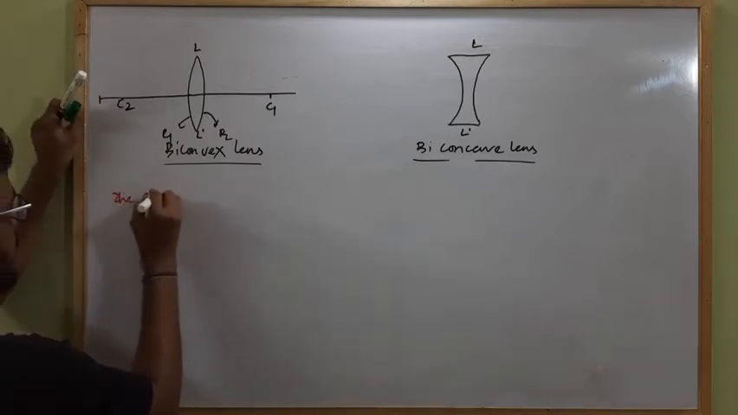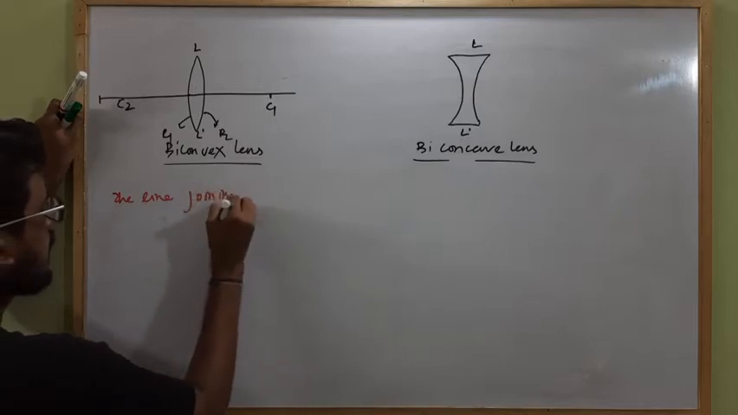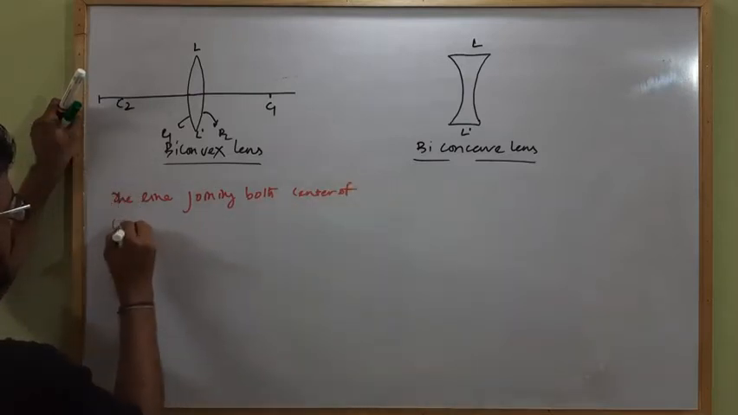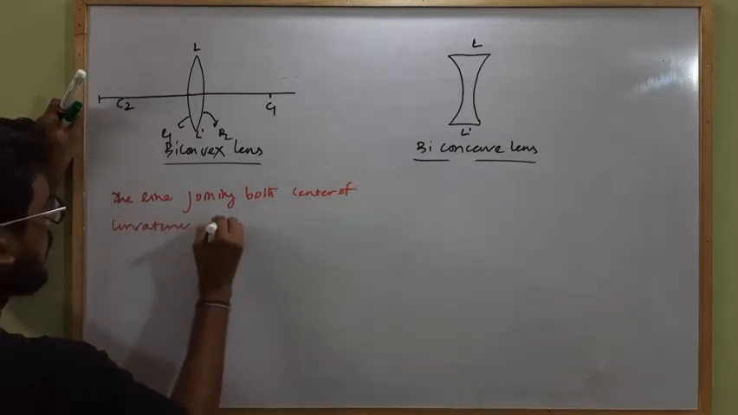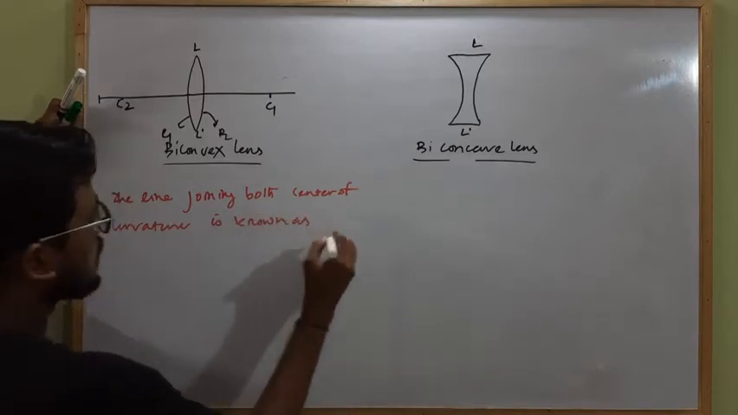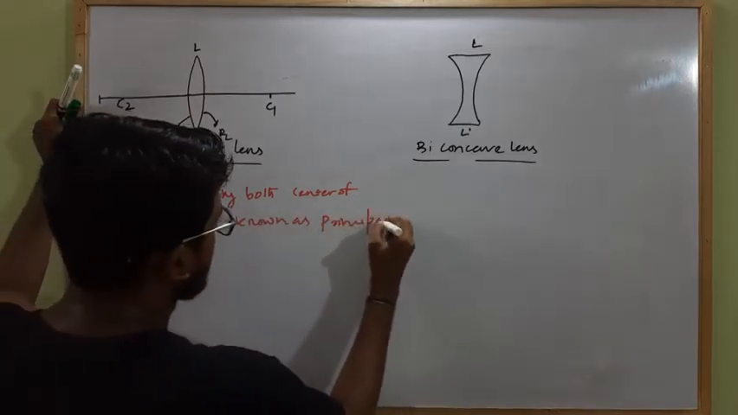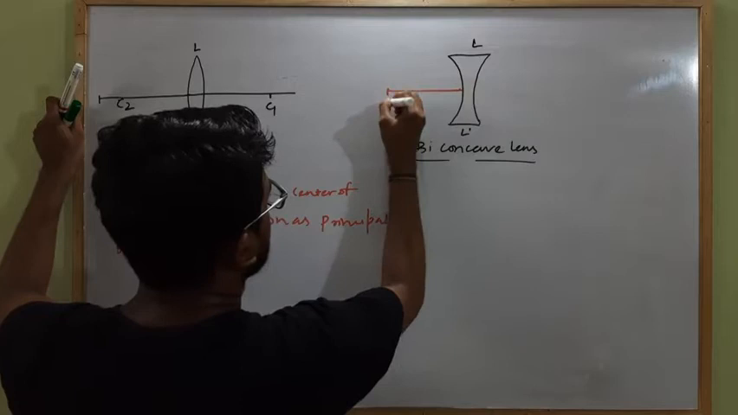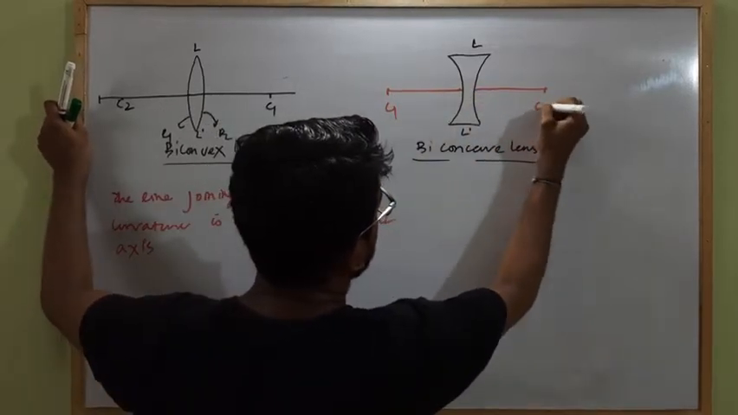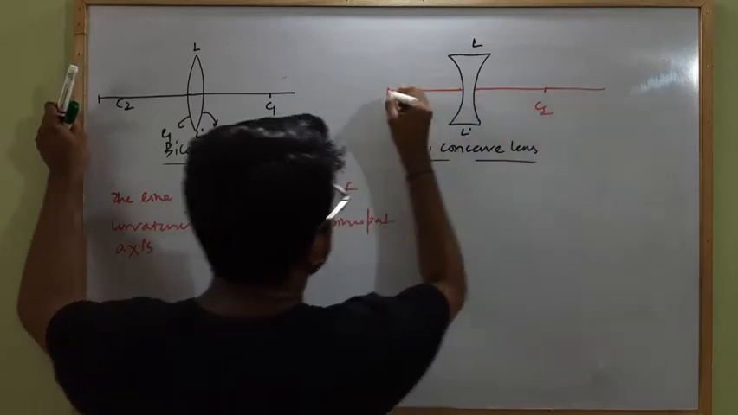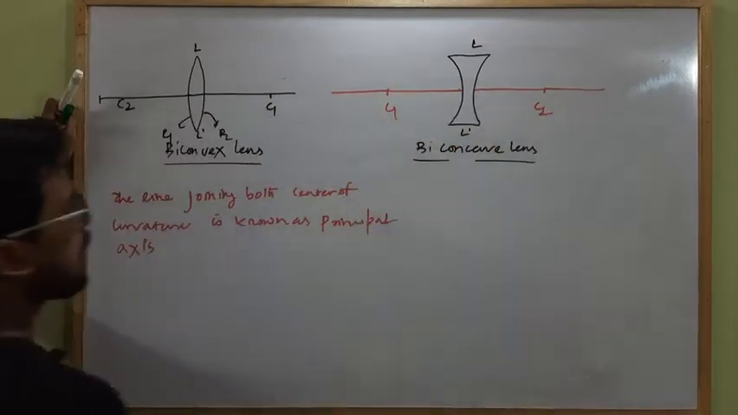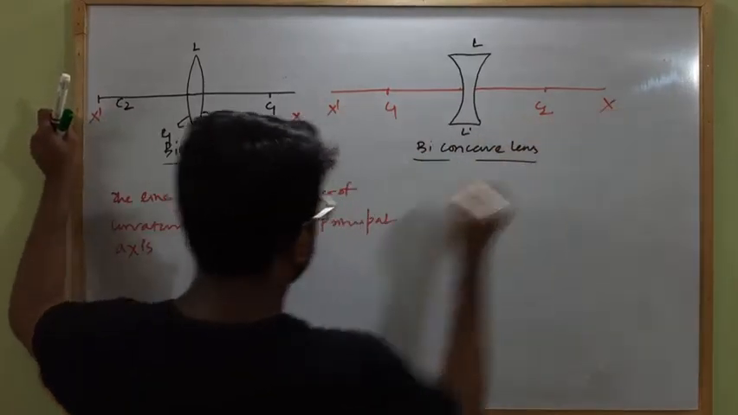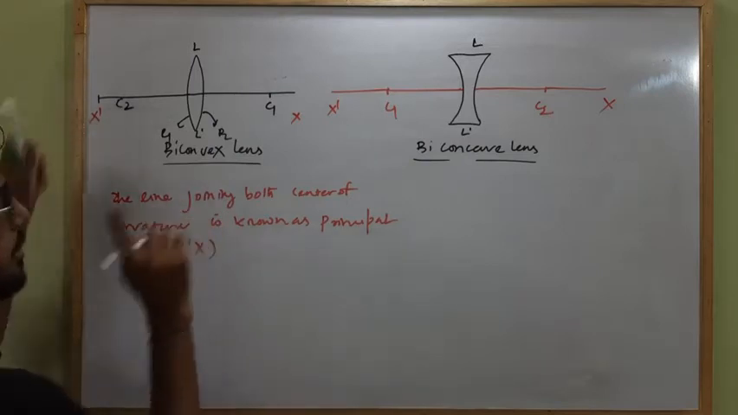The line joining both centers of curvature is known as principal axis. Here also the center of curvature, this is C1, this is the center of curvature C2. So the line joining these two centers of curvature is known as principal axis. Okay, principal axis let it be denoted by x dash x. Clear? Denoted by x dash x.